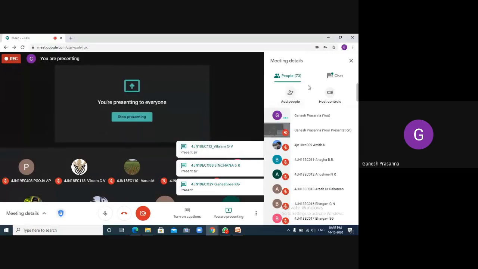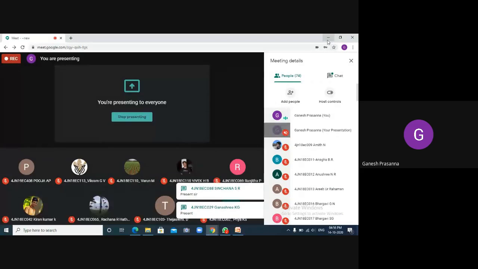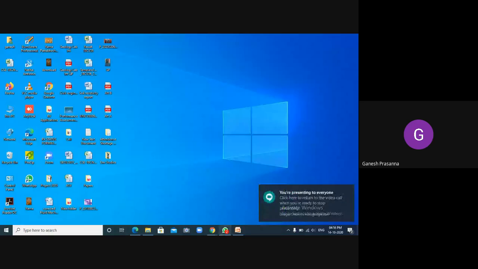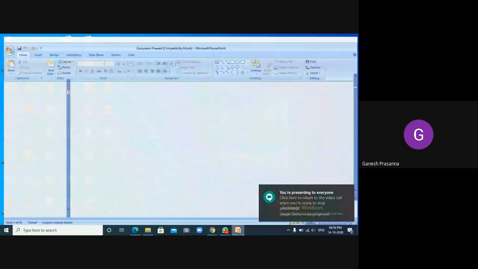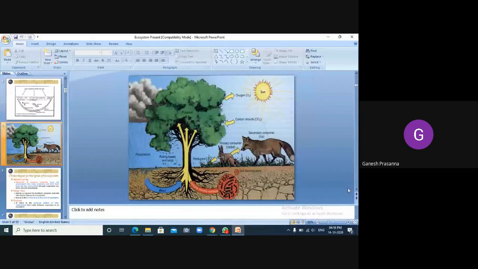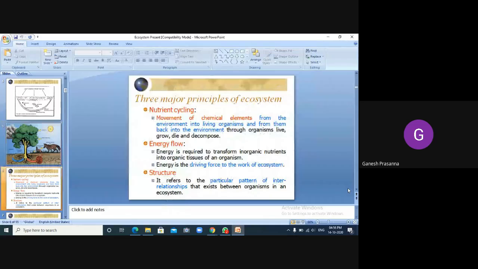Okay, this is how usually a food chain is maintained. So coming to the major principles of ecosystem, there are three major ones.